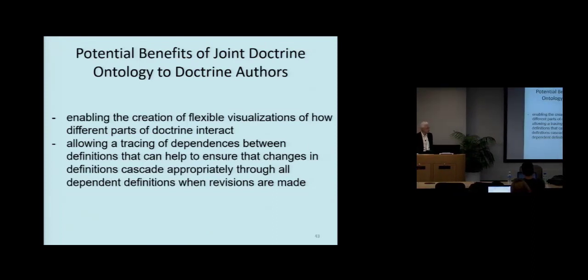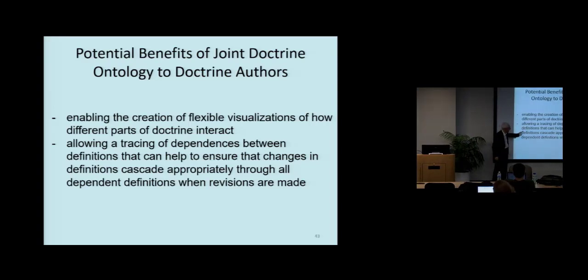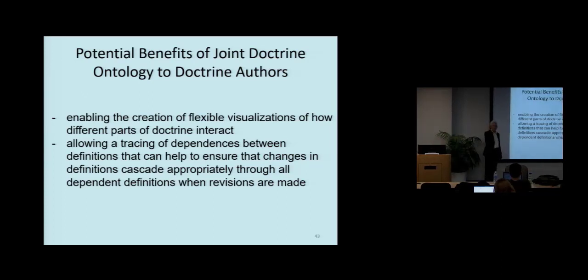All right, but now also the joint doctrine ontology can help the authors of doctrine. You can use the ontology to visualize the logical structure of a doctrine, for instance. You can use the ontology to trace dependencies between definitions and thereby capture circularities. You can also, if you make a change in one doctrine, see which other doctrines depend upon that term, and so you can check whether those doctrines need to be changed in light of the change you just made in this doctrine.